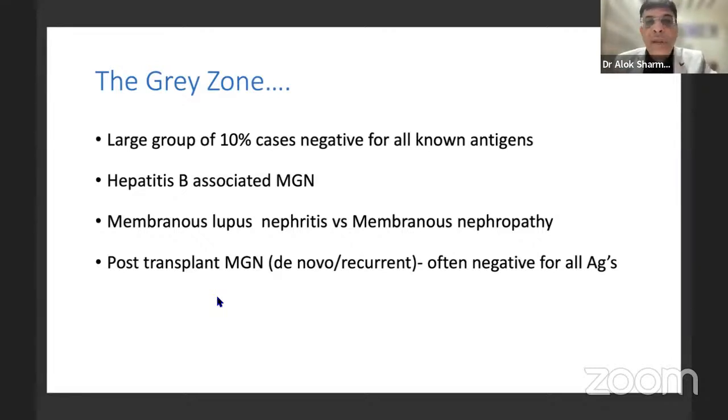And this problem of membranous lupus nephritis versus membranous GN is still there. We do not have a single answer to this problem. And a very important question is the post-transplant MGN, the pathogenesis of which we are completely clueless about at this point of time. These cases are negative for all known target antigens and probably have an alloimmune kind of morphology. And the target antigen is yet elusive in these cases.